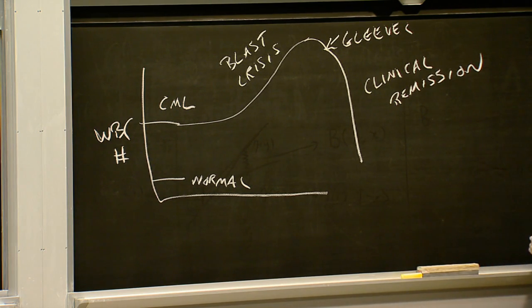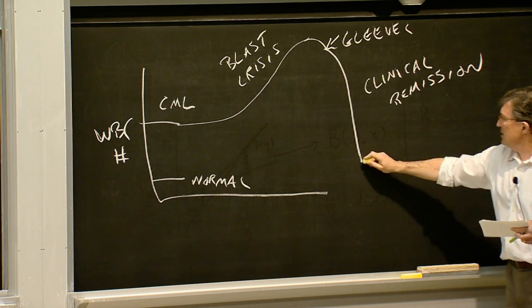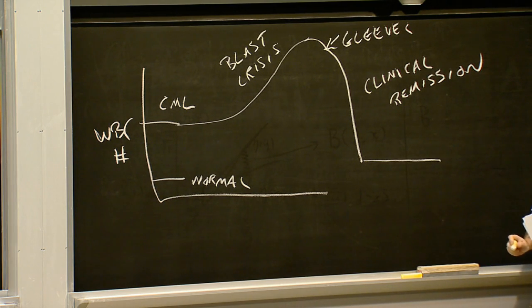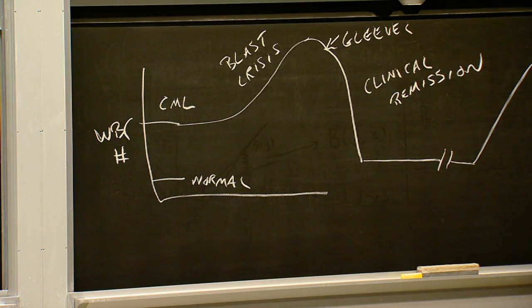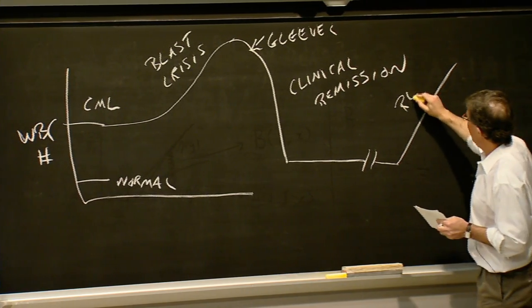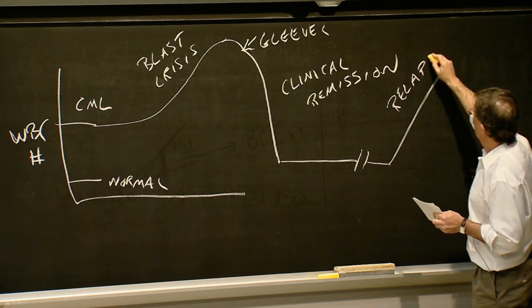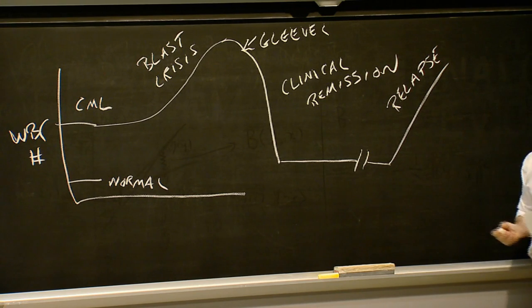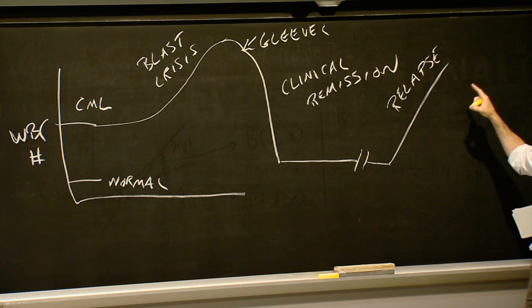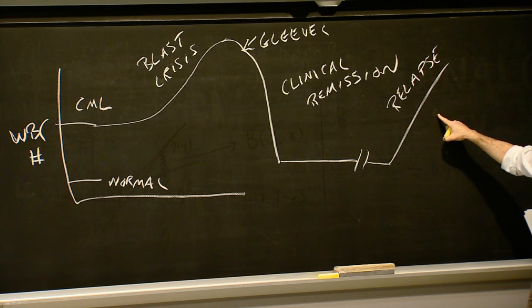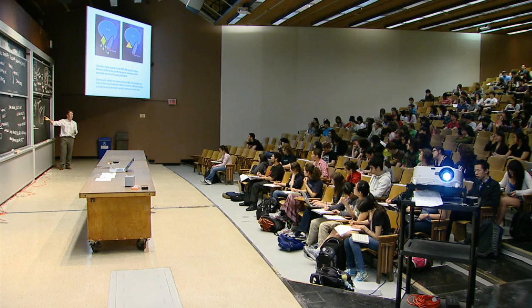Clinical remission. The disease has gone into remission. And it can stay in remission for a very long time. And it's sometimes curative. But sometimes the disease cells come back. And this is a phase we call relapse. And even though the drug is present throughout this disease course, the tumor cells are dividing again. Can anybody tell me why? Mutation.